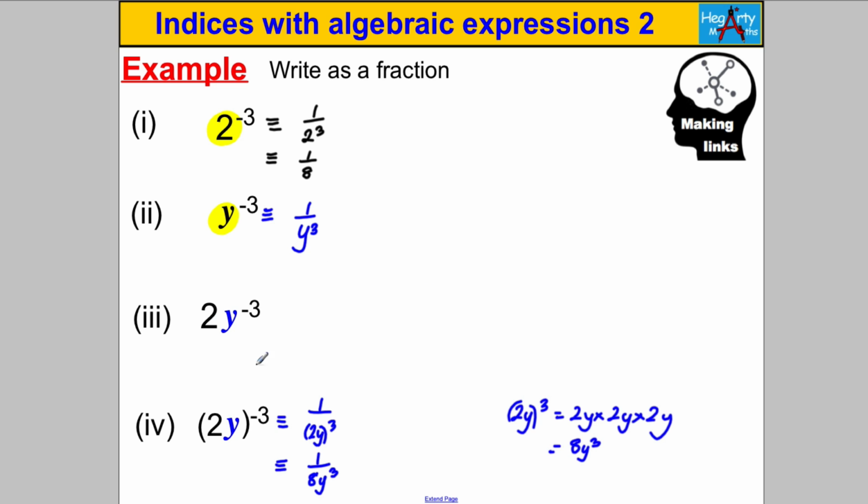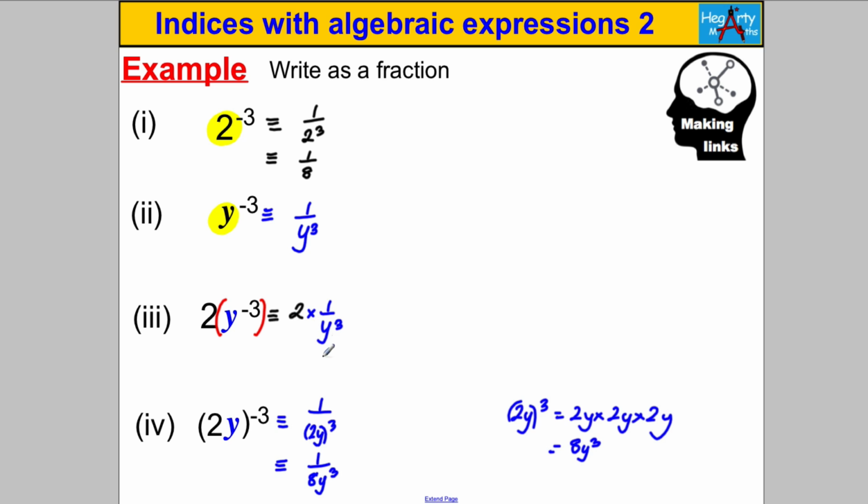Now, what does this thing mean here? Let's think really carefully. What's getting raised to the negative 3? Is it the 2? Is it the y? Is it the 2y? It's just this, isn't it? When there's no bracket around it, it's just that. So keep the 2 exactly where it is, don't muck around with the 2, and work out y to the power of negative 3, which we know here is 1 over y cubed. And we're multiplying these things.